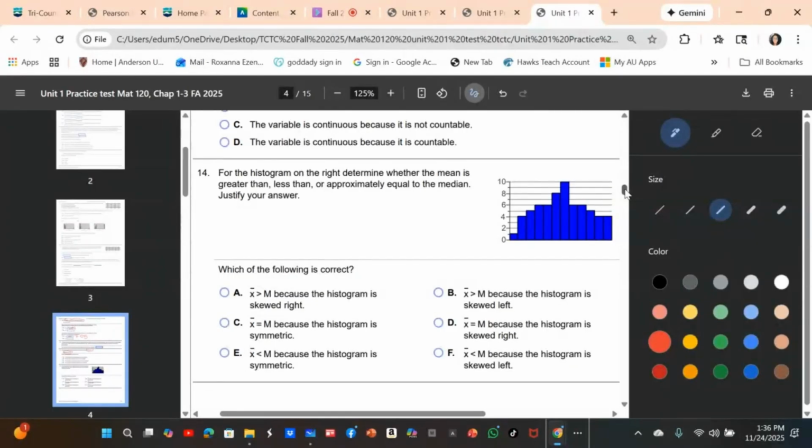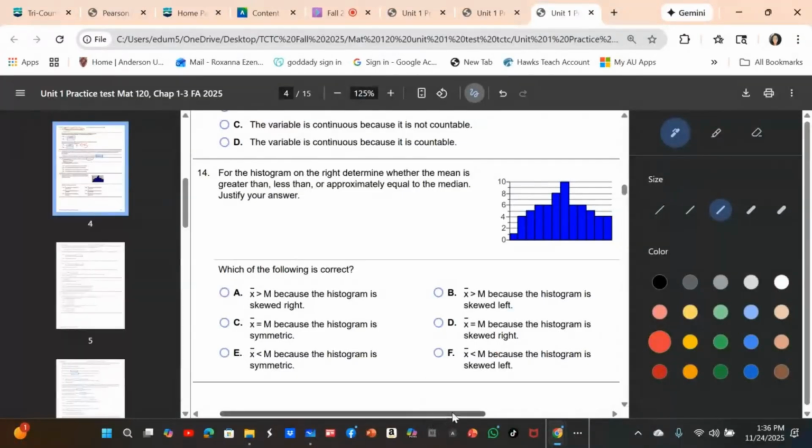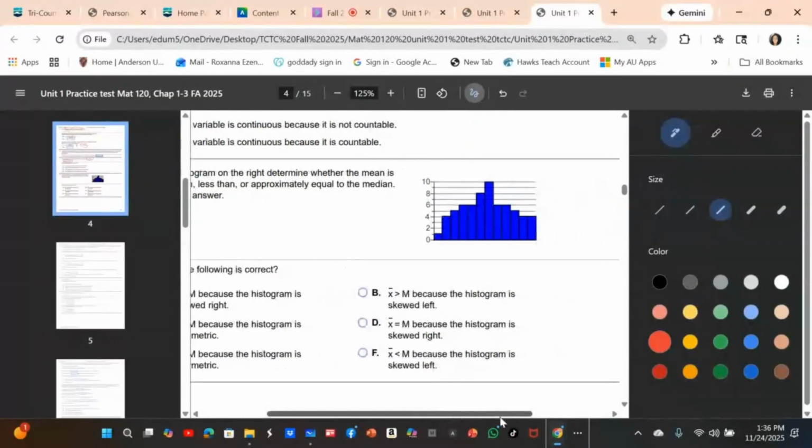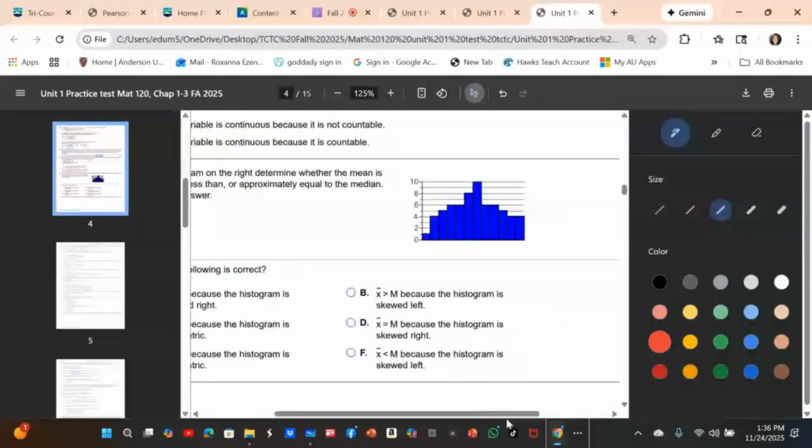For the histogram on the right, determine whether the mean is greater than, less than, or approximately equal to the median. Another way of asking you: is it skewed left? Is it skewed right? Or is it approximately normal? So when we are given this kind of question, we try to superimpose a density curve on this.